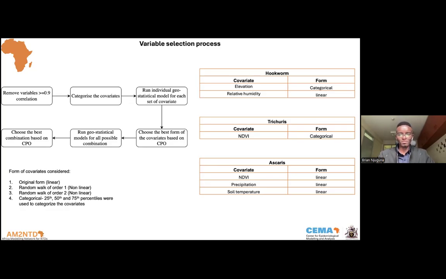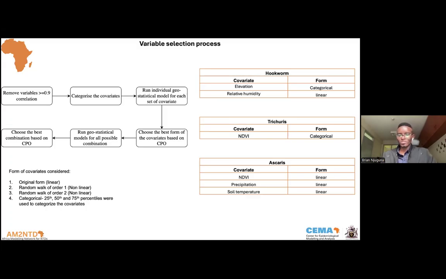So what that means is that, for example, if it's elevation, we had 4 forms: original form, random walk of order 1, 2, and then the categorical one. And then we extended that for all the 10 covariates. So the first step is now to choose amongst the 4 forms which is the best functional form, and we use the cross-validated logarithmic score to do that. So at the end of the first step, we have a mixture of 10 variables, which are a mixture of original, random walks or categorical variables, depending on what the model said is the best functional form.